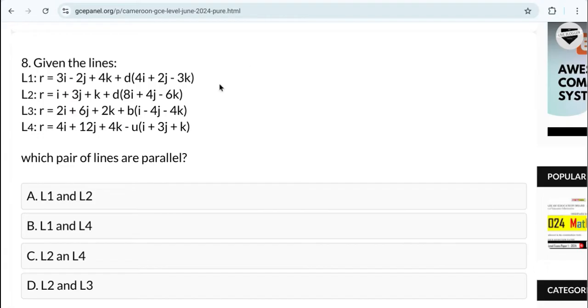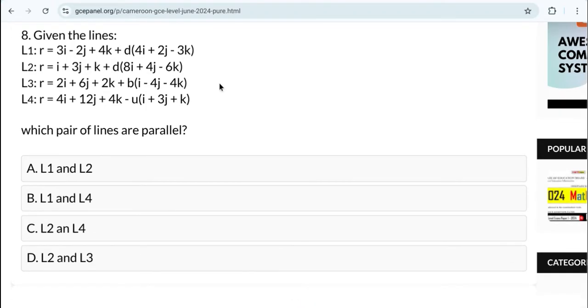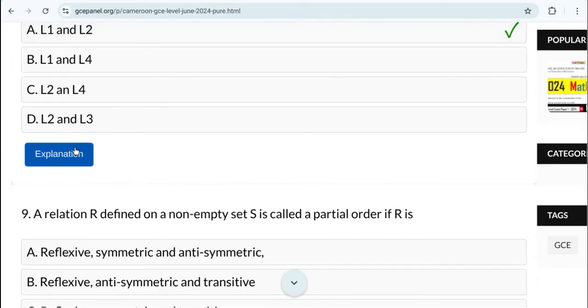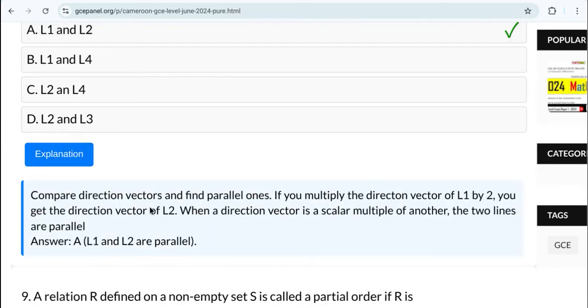So from here we can see that line 1 and line 2 are parallel. Two lines are parallel if they have the same direction vectors, or if their direction vectors are such that one is a scalar multiple of the other. So we have line 1 and line 2. Like I said again, to compare the direction vectors, we find the parallel ones, and at the end you see that line 1 and line 2 are parallel.